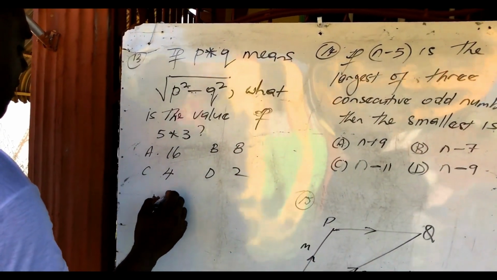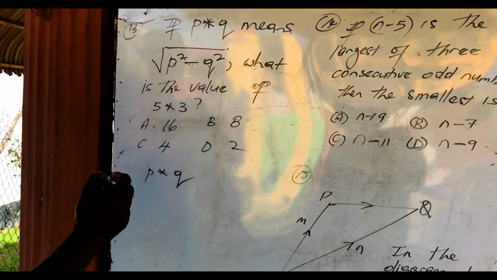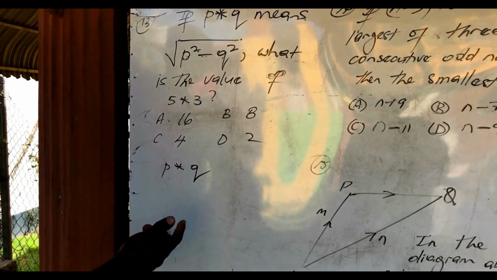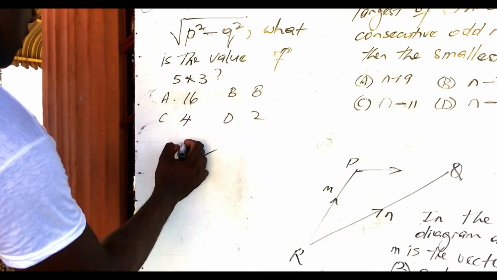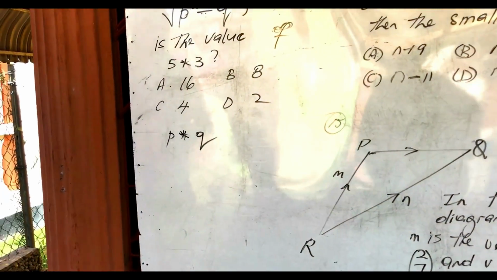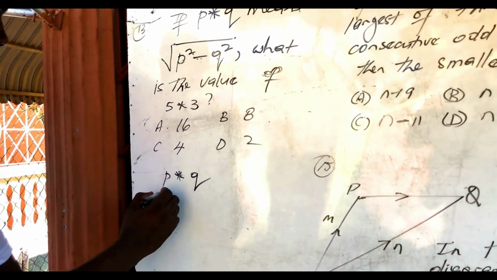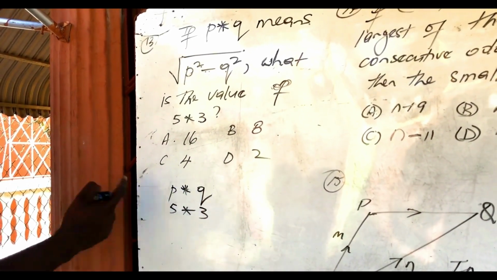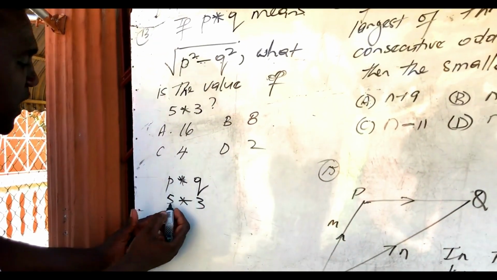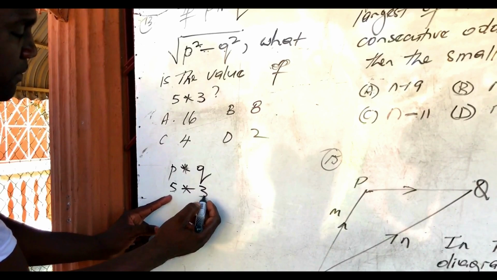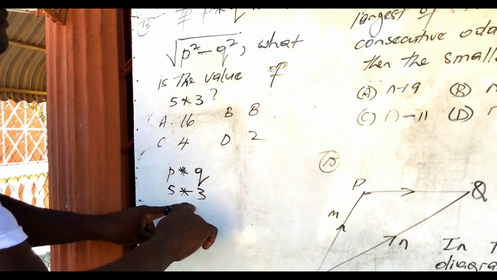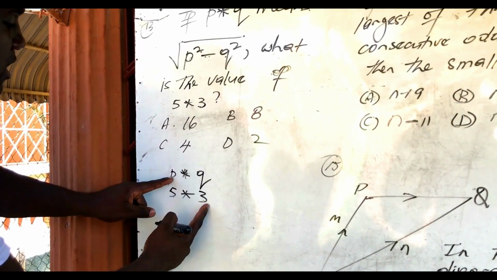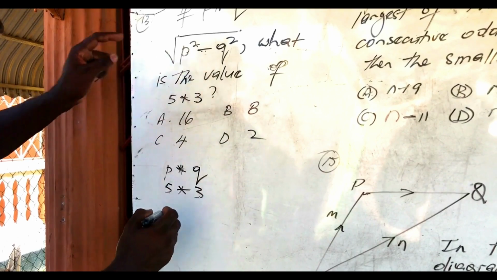So when I have P operation Q, because there are 4 basic operations in math: addition, subtraction, multiplication, and division. But you can come up with your own operations in order to work out some problems. So I have P operation Q, then I have 5 operation 3 here. This suggests that P is 5 and Q is 3. So what are we going to do with these two numbers now? As I said, it's a binary operation. So we are going to use these two numbers to produce a third number. So we simply substitute 5 for P and 3 for Q into the given expression.